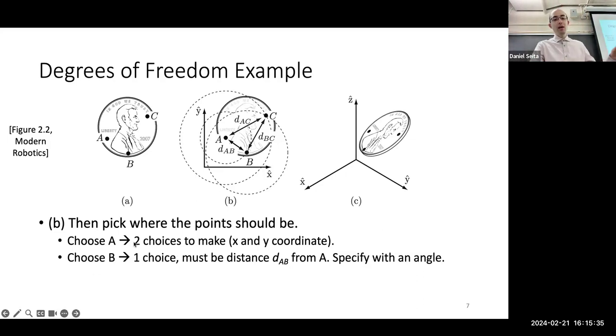Does everyone see how that works? We had two numbers to specify for A, but we have one number to specify for B, based on the constraint of a rigid body. The whole point here is to show the number of degrees of freedom of a rigid body. What about C? How many choices do we have for that? I'll let you think about it for a few seconds.